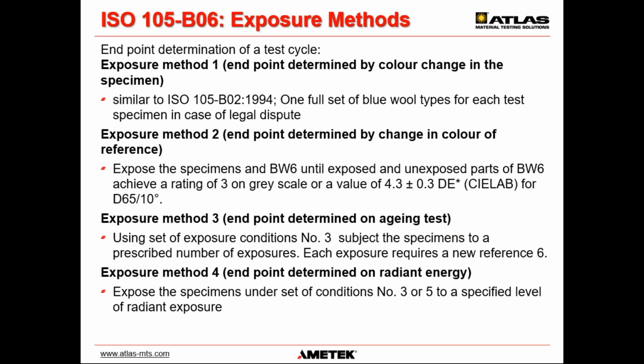In any of the test methods, there are different options on how to determine the test endpoint. There are four different methods. The first method is determining the color change in the specimen. The second method is to determine the color change in a reference specimen, such as blue wool. Method number 3 is to determine the endpoint by aging the test until the sample reaches a certain endpoint. And finally, method number 4 is to expose the material to a fixed amount of radiant energy, either kilojoules or megajoules.